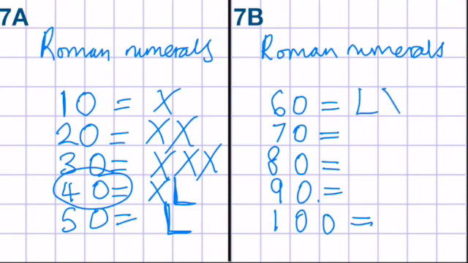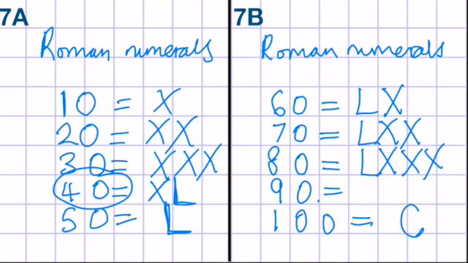60 is LX, 70 LXX, 80 LXXX. Let's skip 90. 100 is C. And just as we just did for 50 and 40, it's C take away X, which is 90.